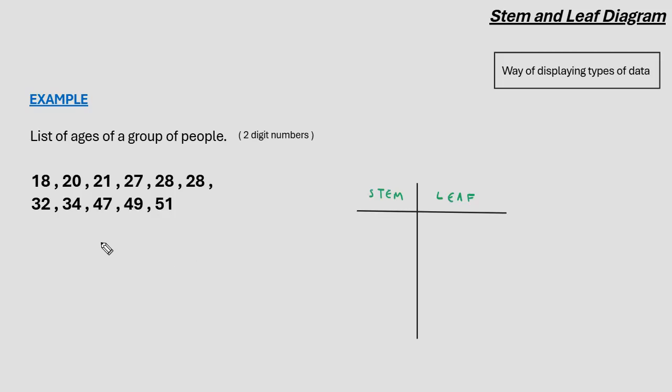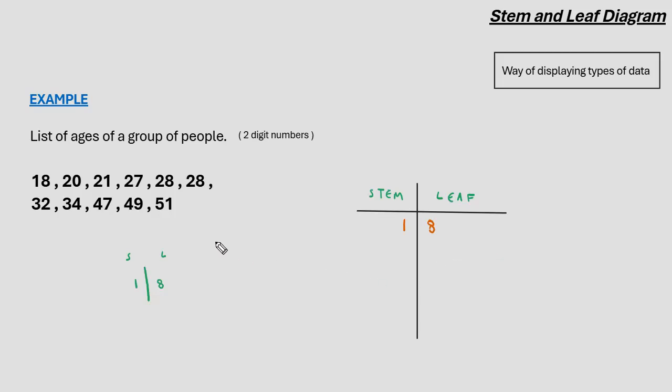Well, here we only have 2-digit numbers to worry about. So let's look at the number 18. So what happens is that the tens column will be a stem, and the units column will be a leaf. So in our diagram, this is written out like so.